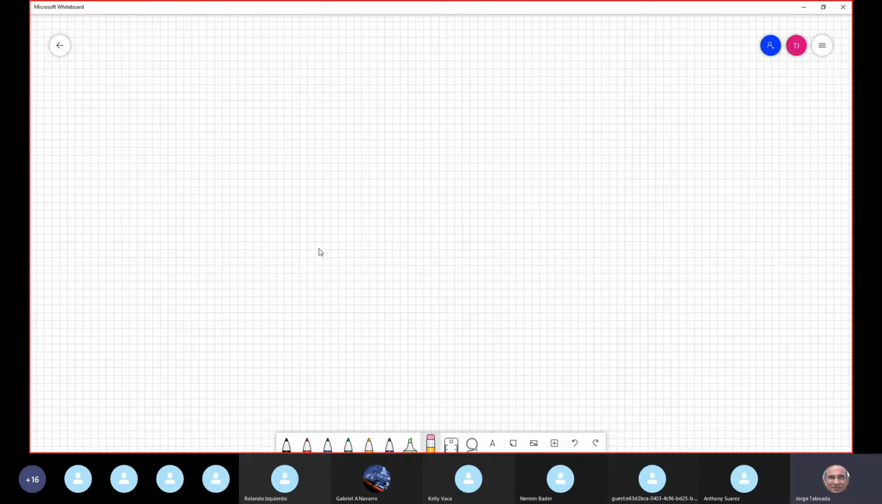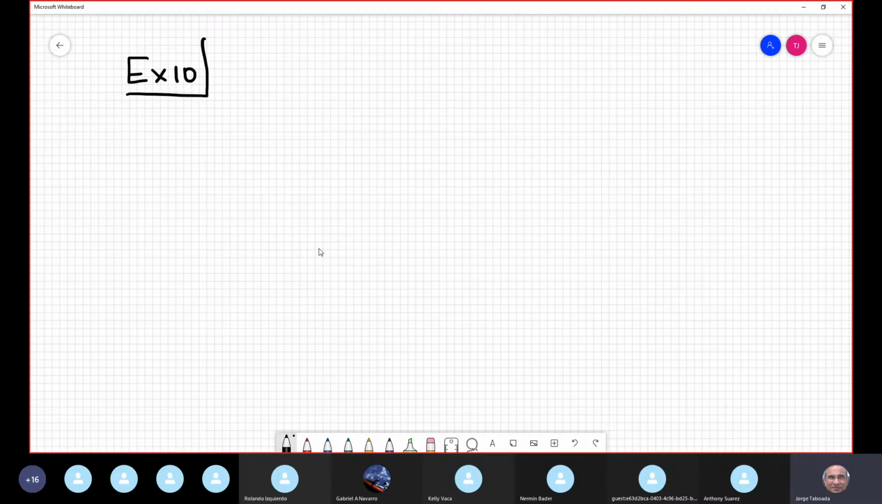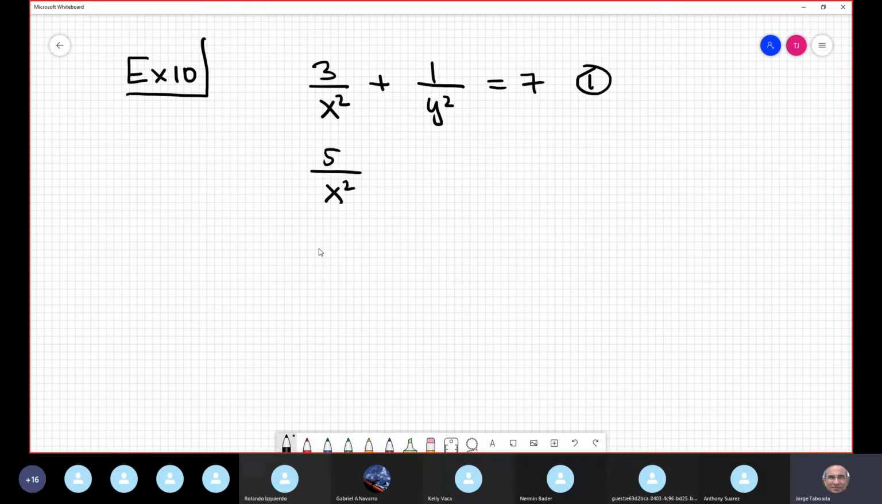Okay, look at that. Example 10 looks horrible. However, we're doing a transformation to see it easier. Example 10 is 3 over x squared plus 1 over y squared equals 7. This is my first equation. And my second is 5 over x squared minus 2 over y squared equals -3. Equation 2. This is the system.